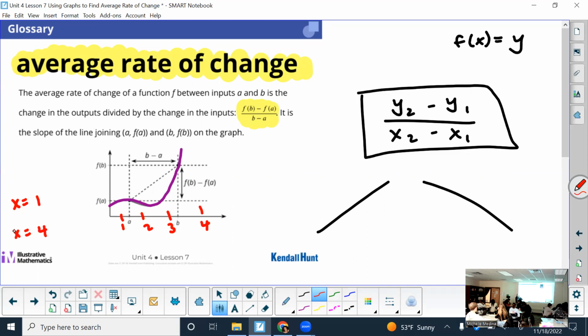But either way, you take the coordinates and make one of them x1, y1, the other one x2, y2, and then plug it into that formula. Okay, so remember that formula. Everyone have it written down? That's your average rate of change formula, also known as slope.